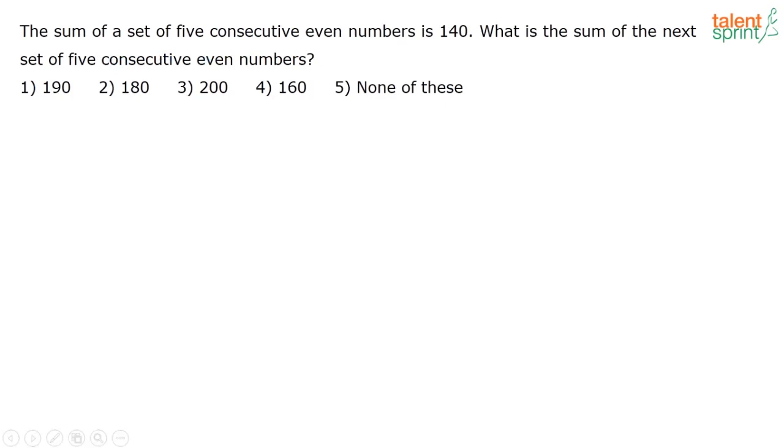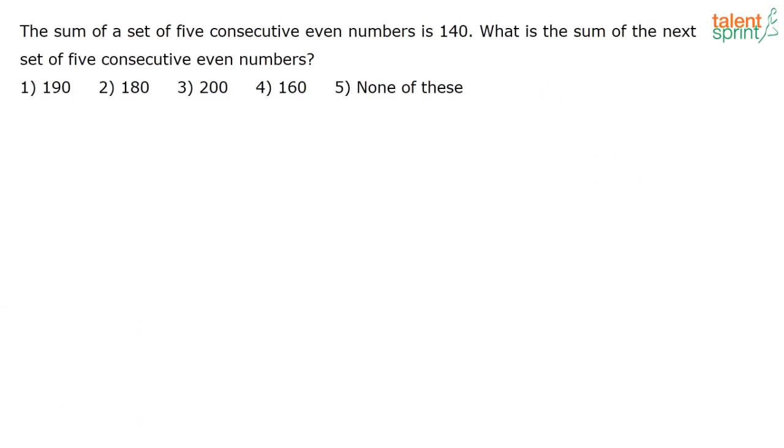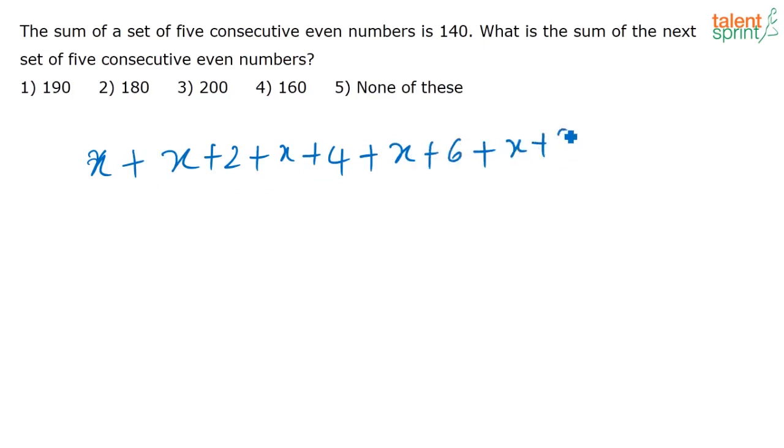See, there are 5 consecutive even numbers. So let us assume that our first number is x. If our first number is x, what will be your next even number? See, if the first number is 2, then the next one is 4. If this is x, this is 2 plus 2, or x plus 2. So if one number is x, the next even number is going to be x plus 2. So x plus x plus 2 plus x plus 4 plus x plus 6 plus x plus 8, correct? 5 consecutive even numbers, 1, 2, 3, 4, 5. This is equal to 140.